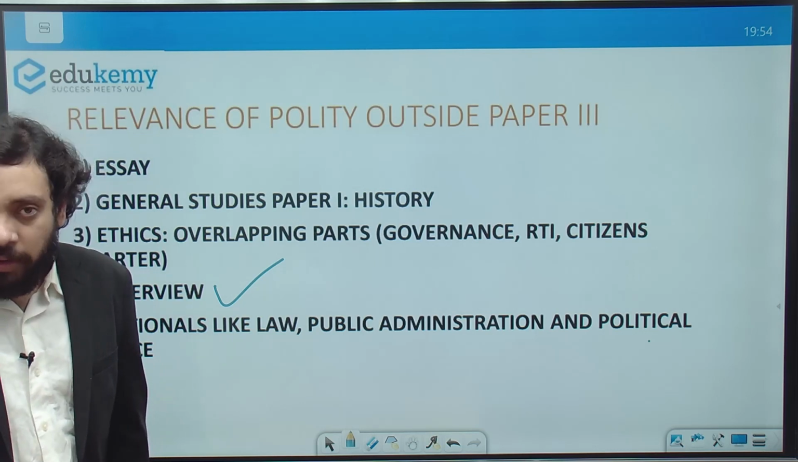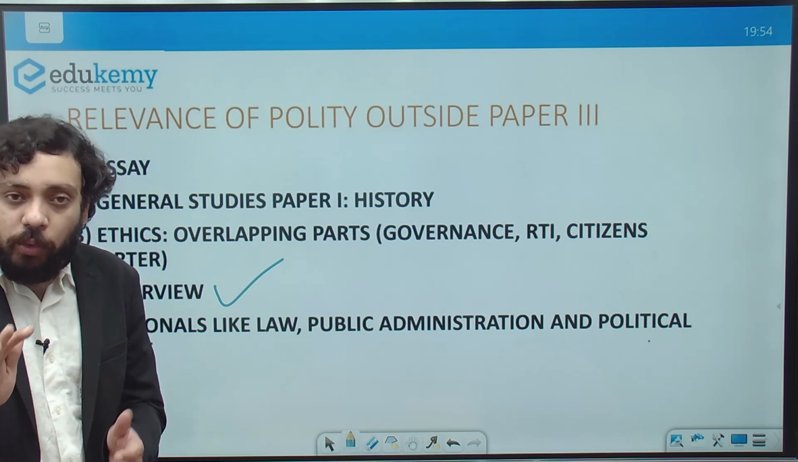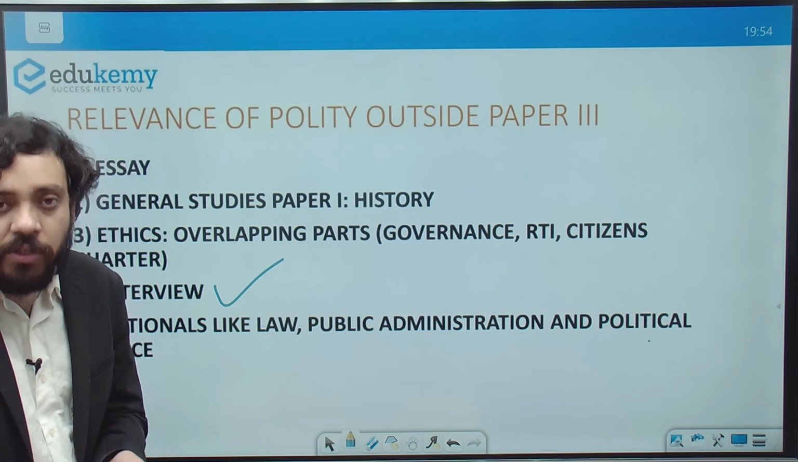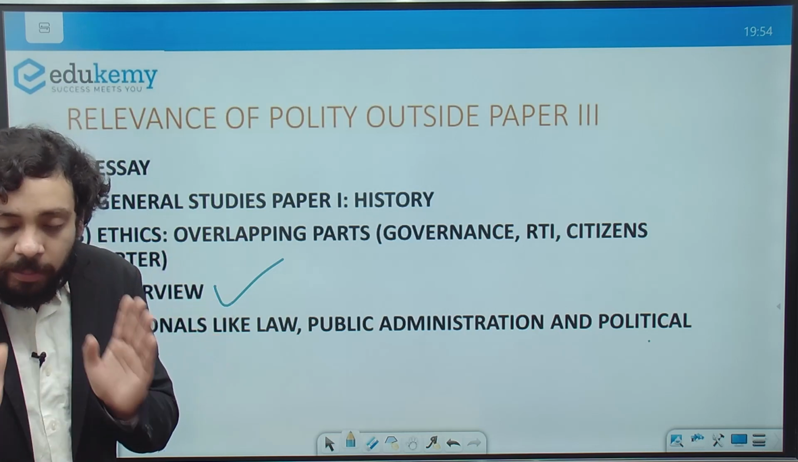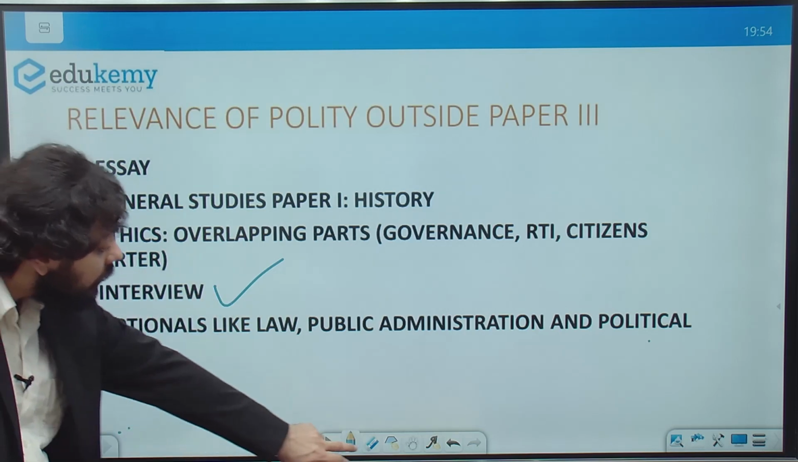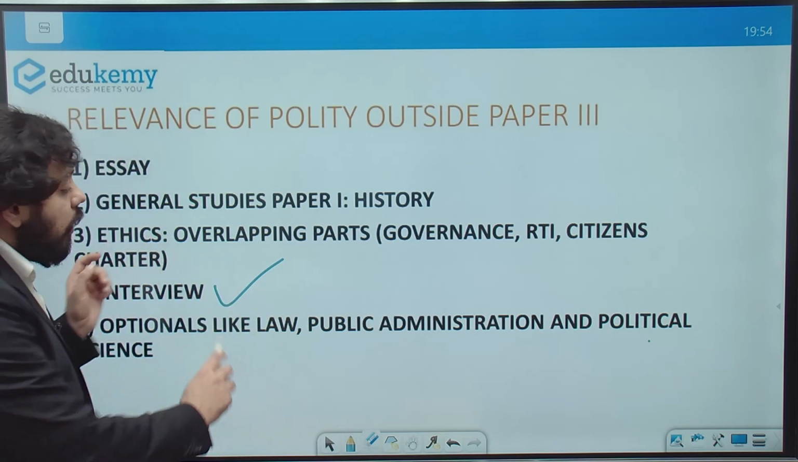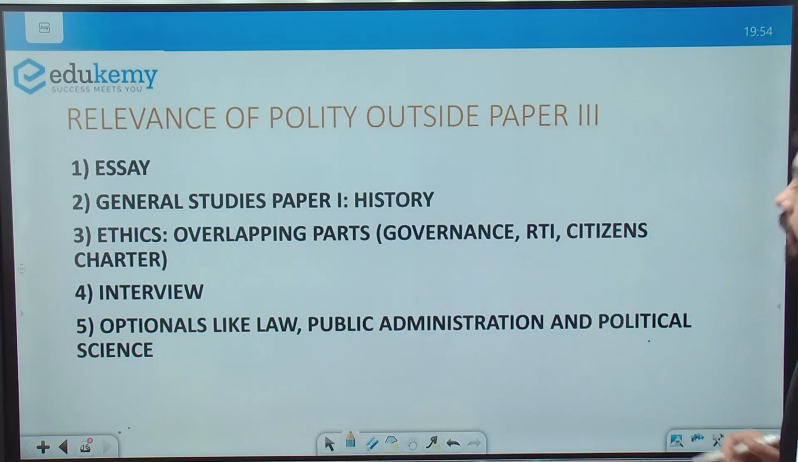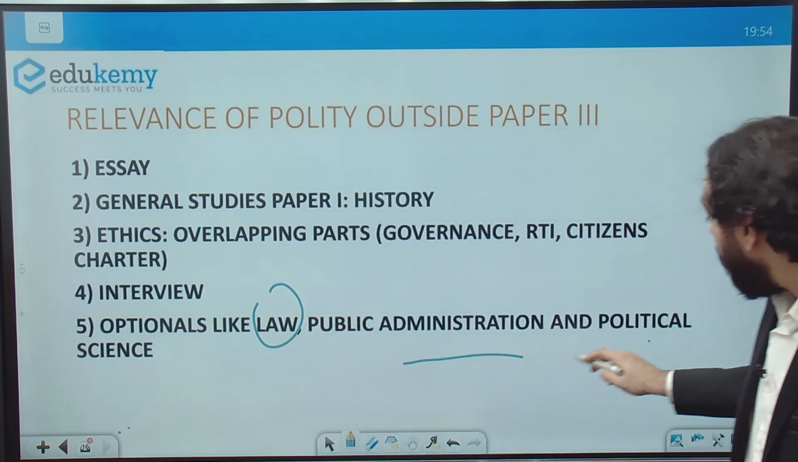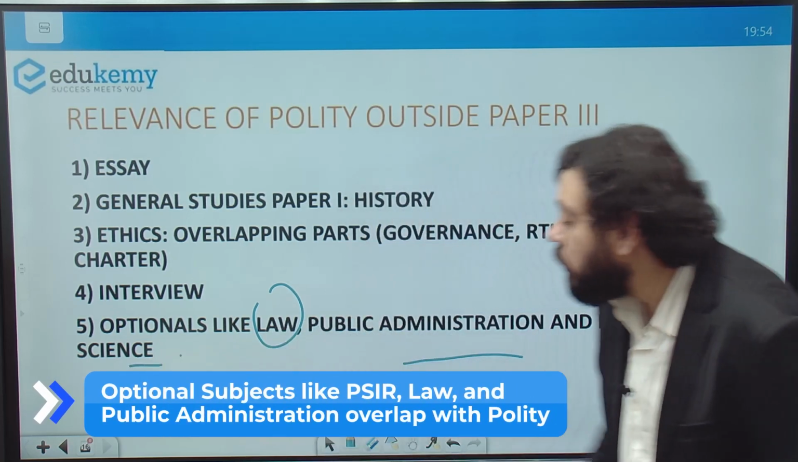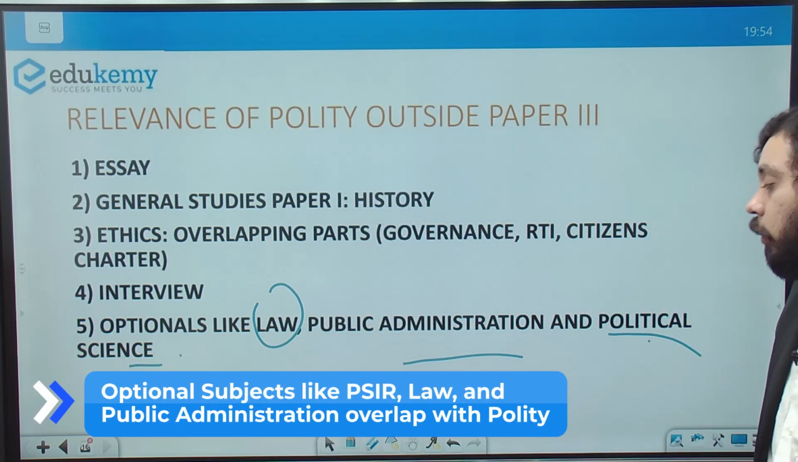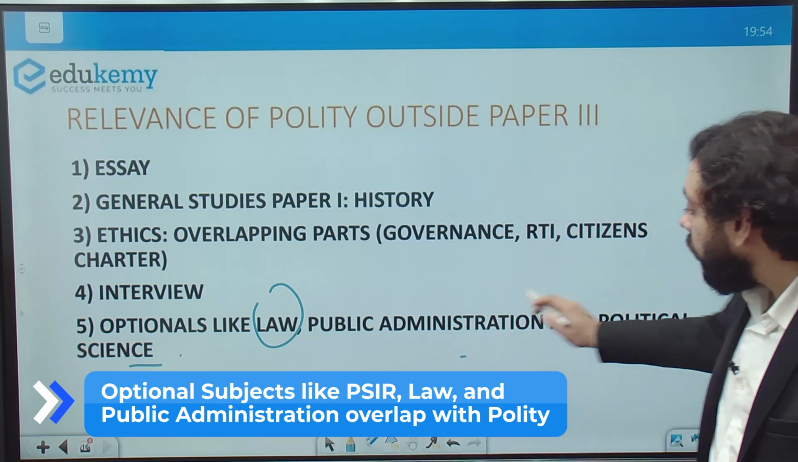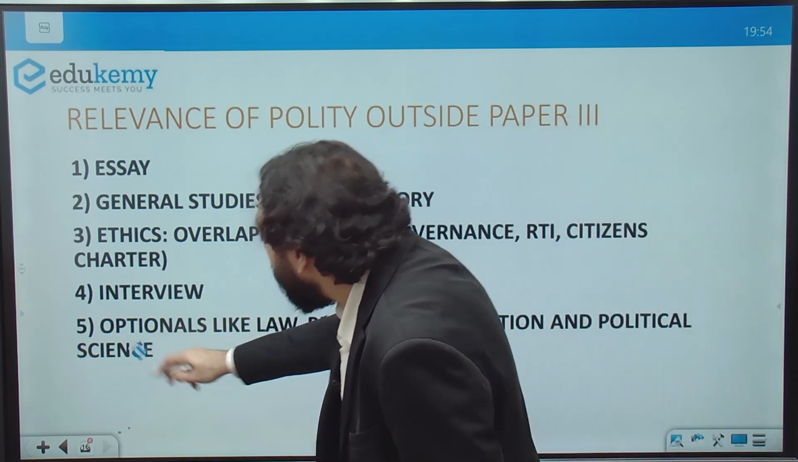Many questions appear in the interview, and this re-emphasizes the fact that you have to be very, very clear that you can't prepare only for the prelims examination or the mains examination, or prepare for them separately. You have to develop an integrated and consolidated manner in which you should be able to answer some questions related to polity in the interview also. And of course, the last is optionals like law, public administration, and political science. If you cover these options, you are covering a lot of what is going to be studied in polity. So that's a very general overlap between these topics and the subject of polity.